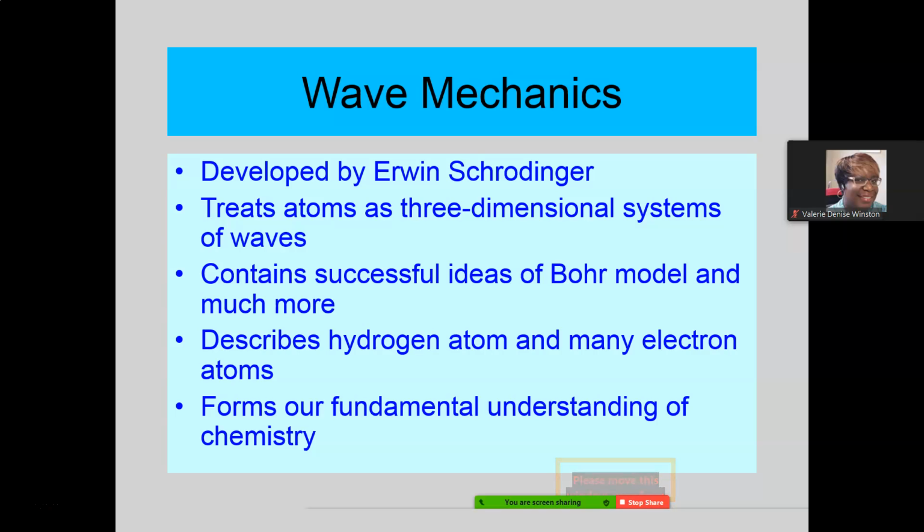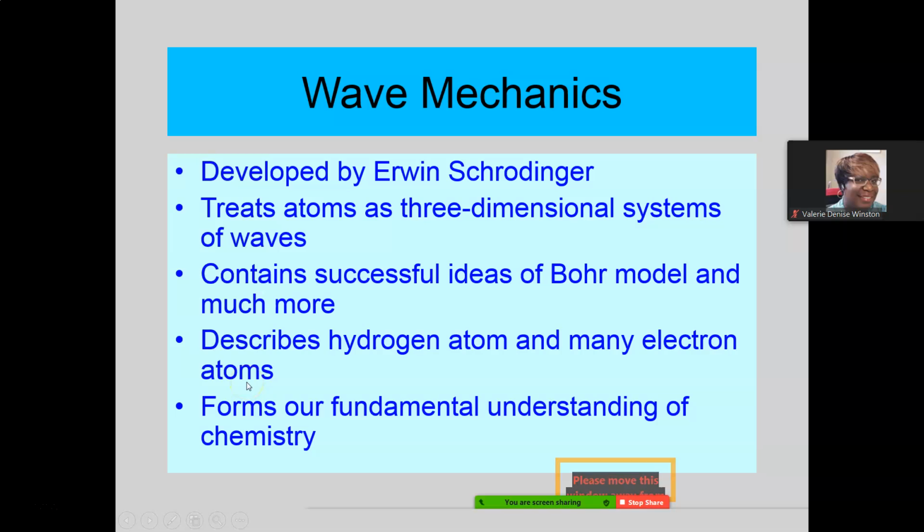Okay, now that in itself is really interesting. How do you have a wave with crests and troughs in it in 3 dimensions? It is a crazy looking thing mathematically. It contains successful ideas of the Bohr model and much, much more. So it describes the hydrogen atom really well and other many-electron atoms.